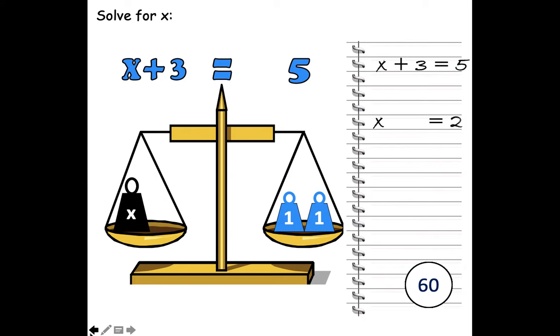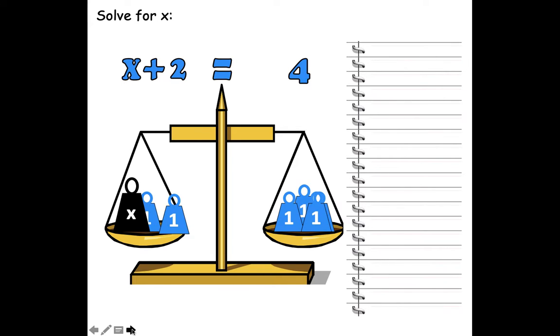We're going to take away 3 from both sides because we want to make sure that x is on its own. And at the moment we have got x plus 3. So to get x isolated on its own, we need to do minus 3 from this side. And because it's a balancing scale, we also need to do minus 3 from the right hand side. Therefore, our answer is x is equal to 2.